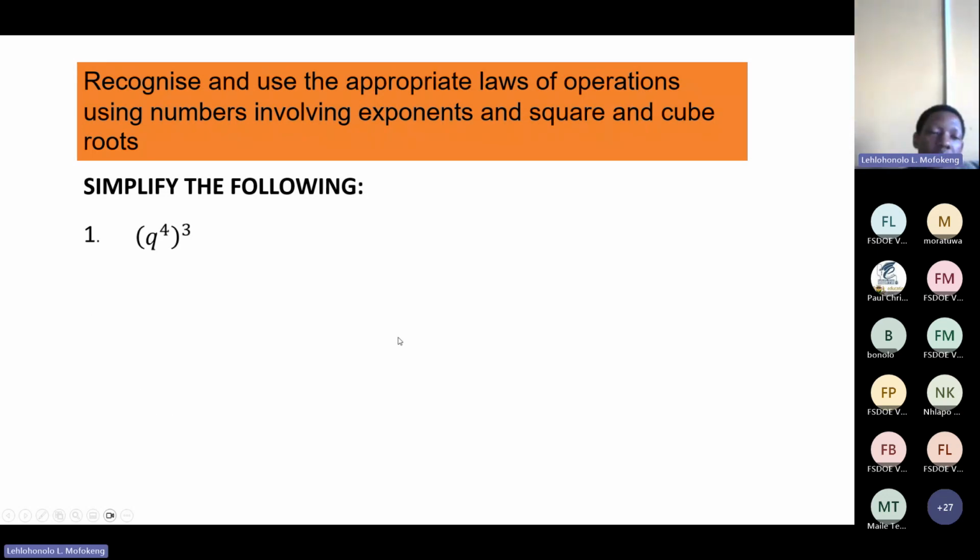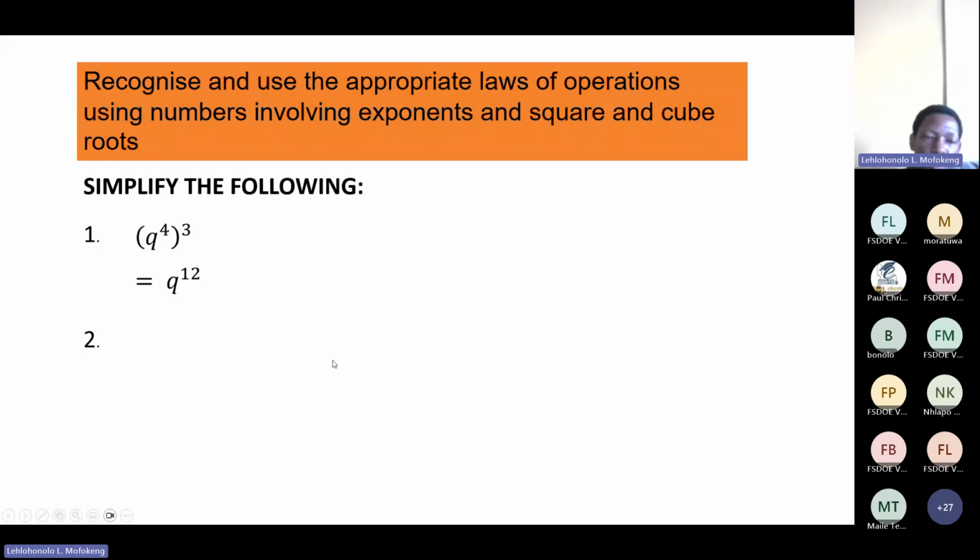Here we are having number 1, where we need to simplify using the law of exponents. So according to what we have discovered, that if you raise a power to another power, or if you raise a power to an exponent, we must multiply the exponents. We have actually discovered that. Right. Now we are having q to exponent of 4 multiplied by 3, which will give us q to exponent of 12.